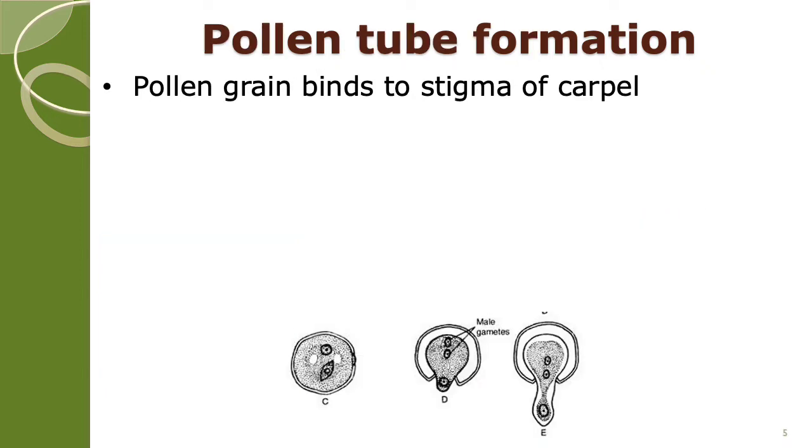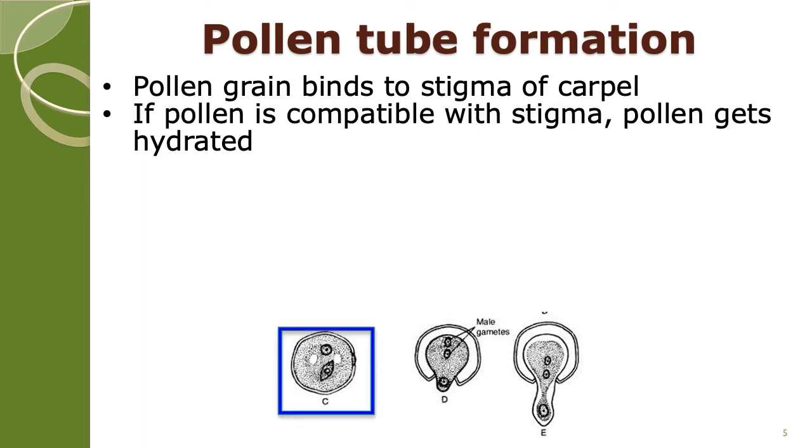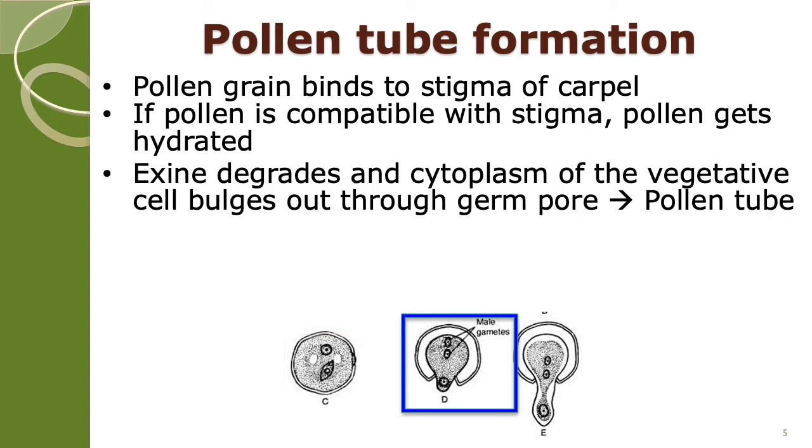Now, once pollination has occurred, the pollen grain binds to the stigma of a carpel. First, compatibility is checked. If the pollen is compatible with the stigma, that's when the process is allowed to go further, where the pollen gets hydrated. This hydration allows the exine to degrade, and the cytoplasm of the vegetative cell bulges out through an opening called the germ pore.